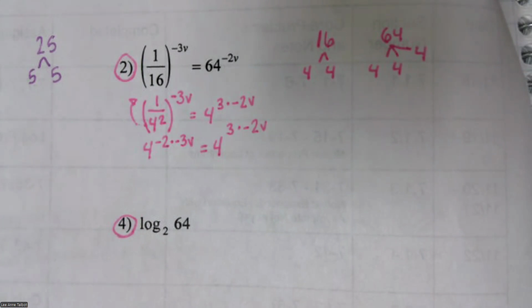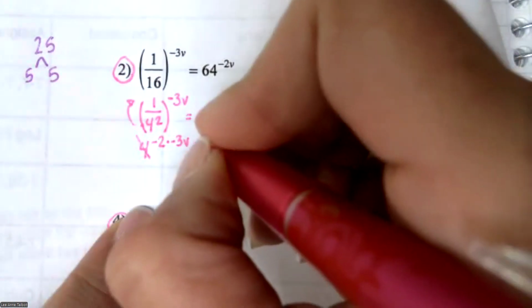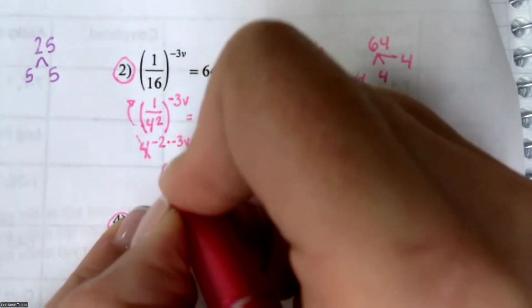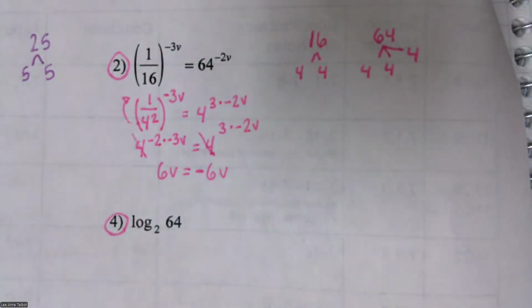It's going to be a weird answer, huh? Cancel out the 4s. This side is positive 6v. And this side is negative 6v. Don't let it freak you out. Just keep going.